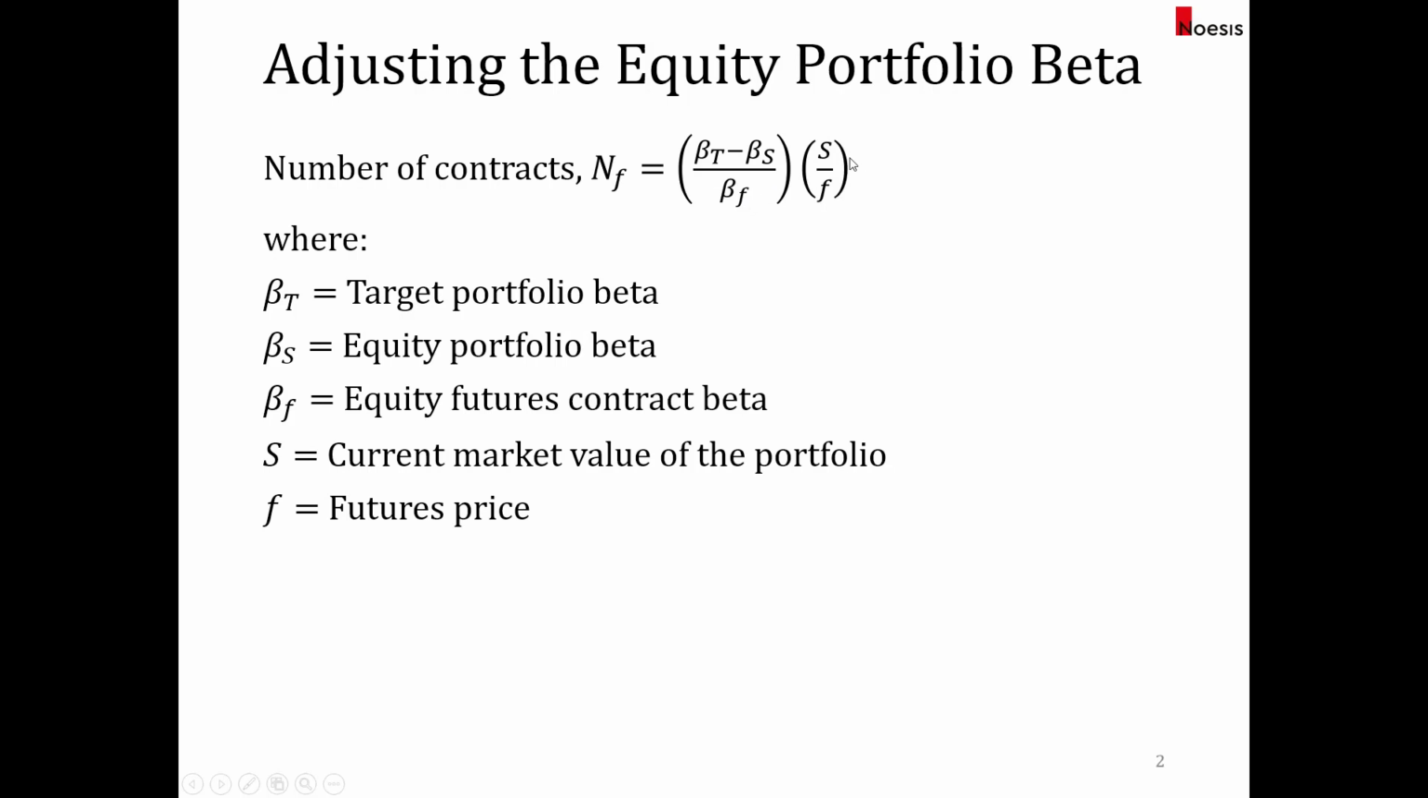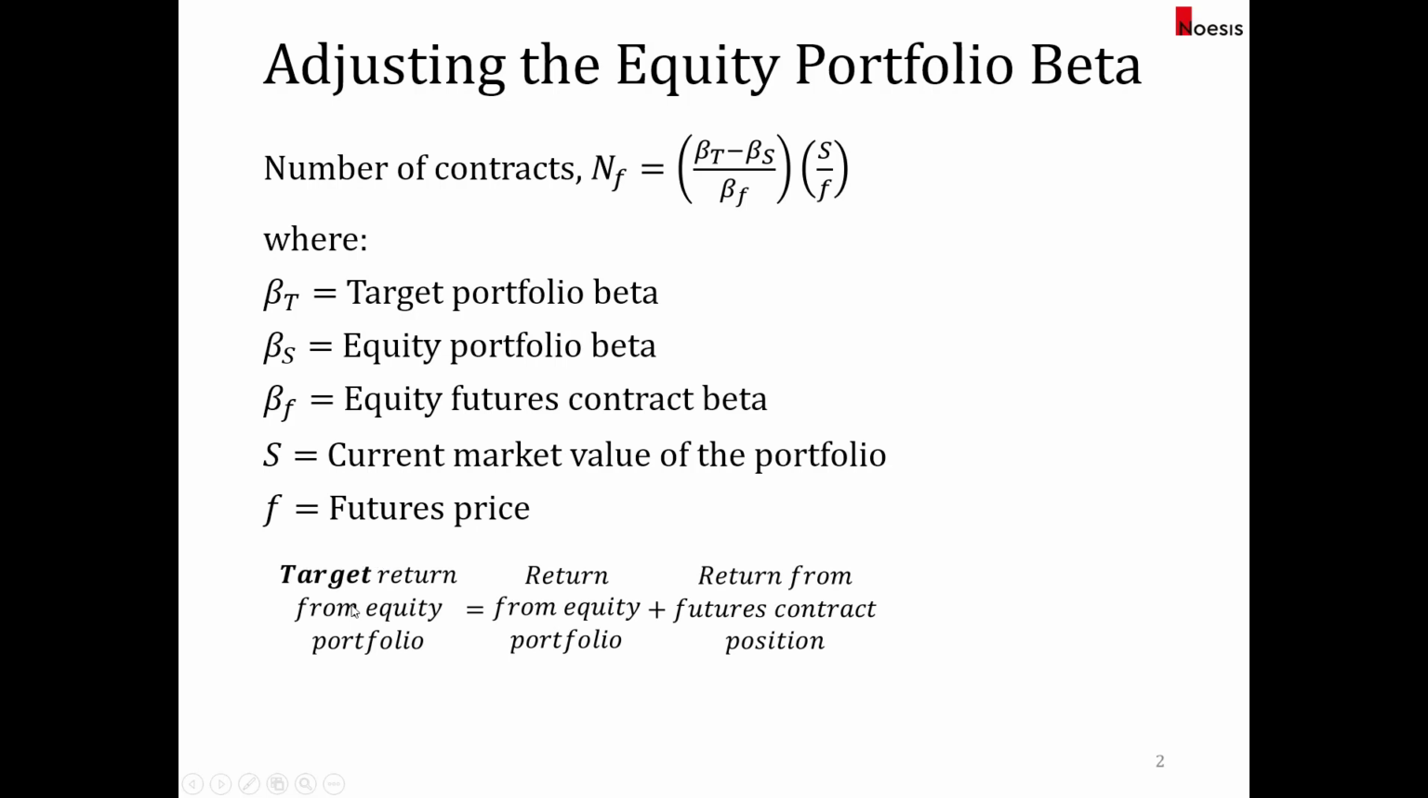In this case, if you get a positive number, you will have to long futures contracts. And if you get a negative number, that means you have to short futures contracts. And of course, you cannot long or short futures with decimal values, so we'll normally round it to the nearest whole number.